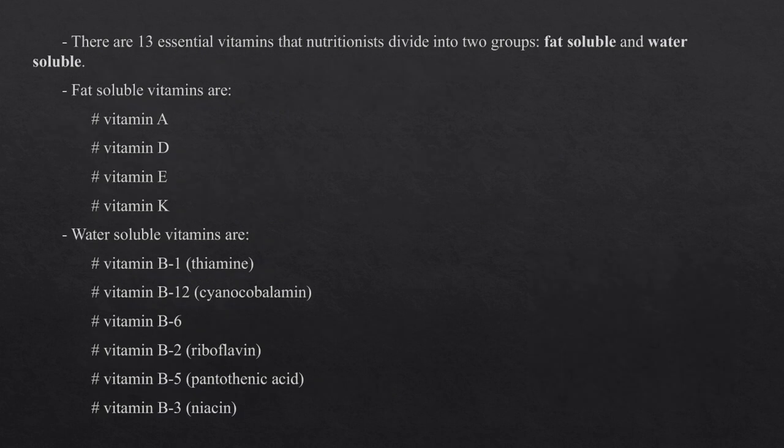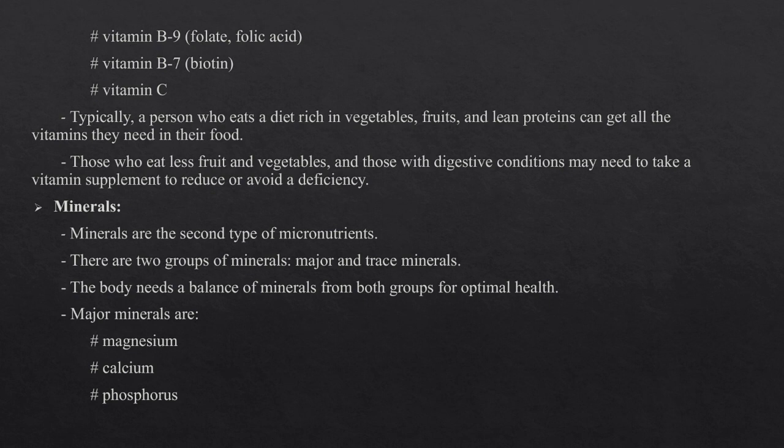There are 13 essential vitamins that nutritionists divide into two groups, fat soluble and water soluble. The fat soluble vitamins are vitamin A, D, E, K. The water soluble vitamins are vitamin B1, vitamin B12, vitamin B6, vitamin B2, vitamin B5, vitamin B3, vitamin B9, vitamin B7, and vitamin C.